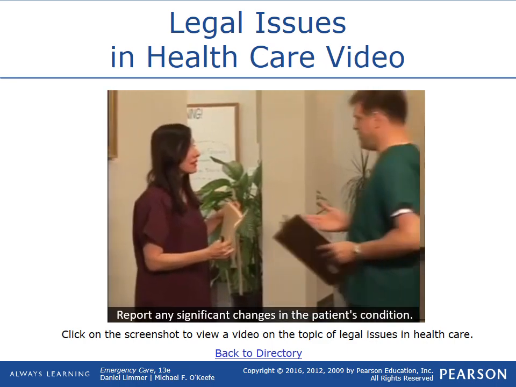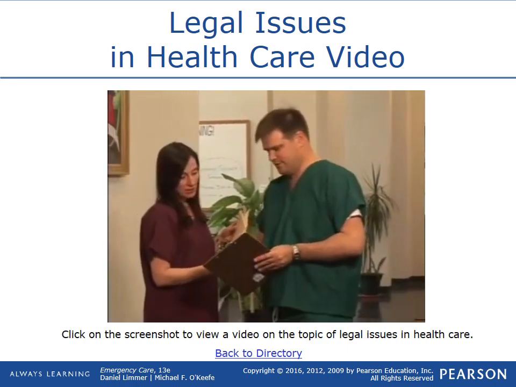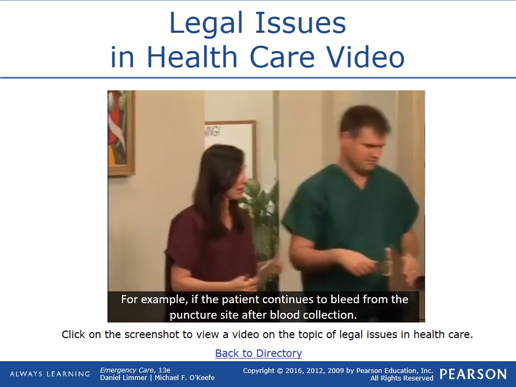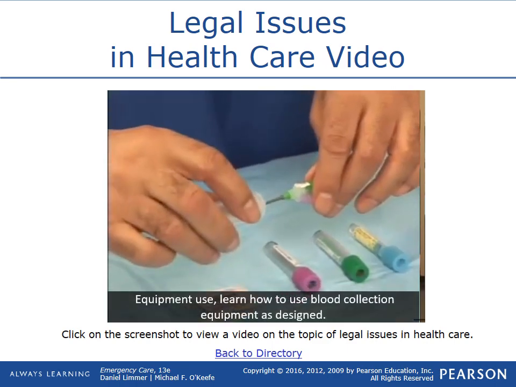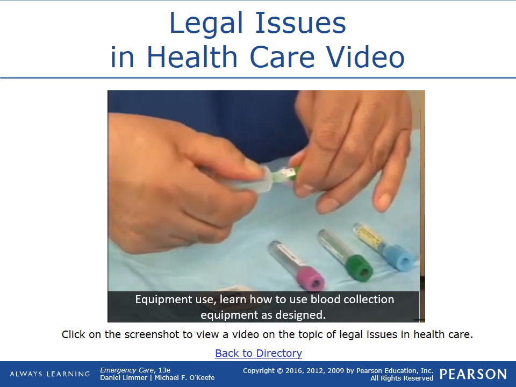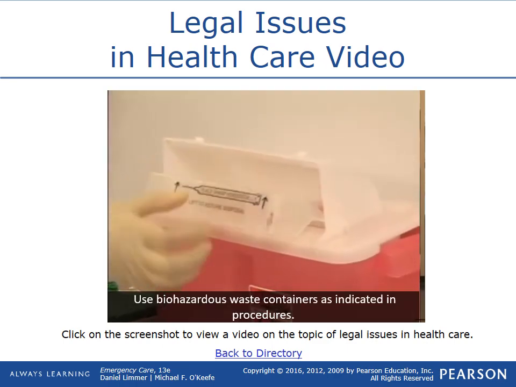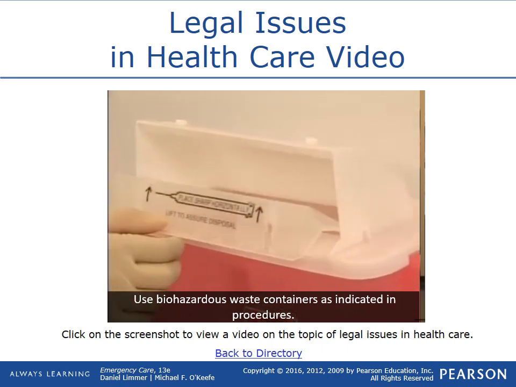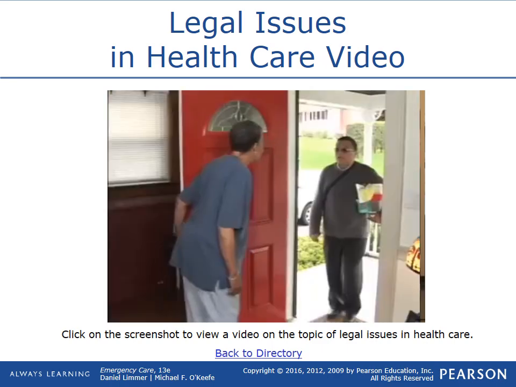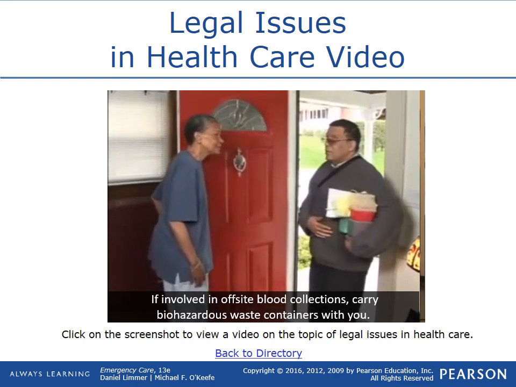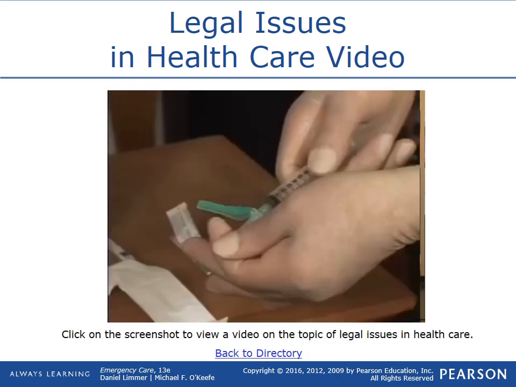Report any significant changes in a patient's condition, for example, if the patient continues to bleed from the puncture site after blood collection. Equipment use. Learn how to use blood collection equipment as designed. Use biohazardous waste containers as indicated in procedures. If involved in off-site blood collections, carry biohazardous waste containers with you.